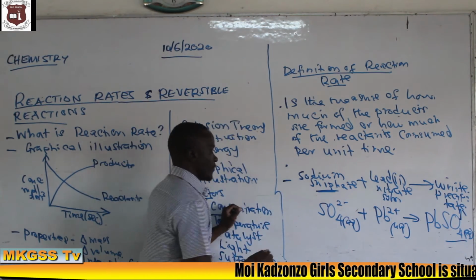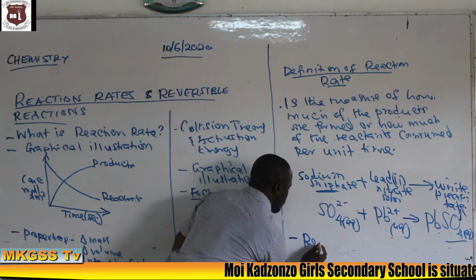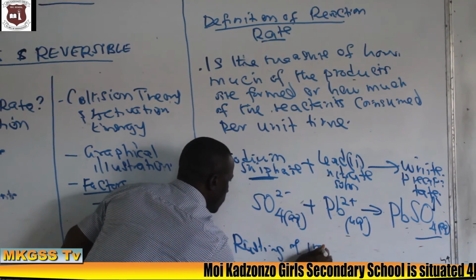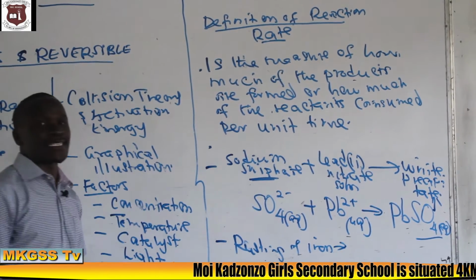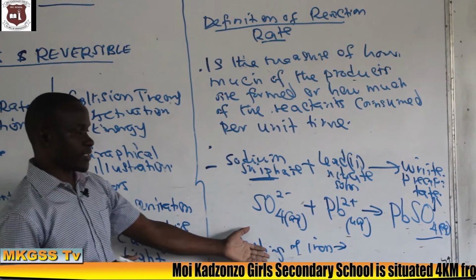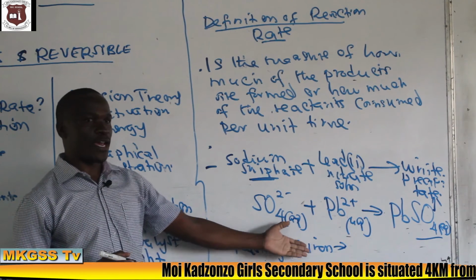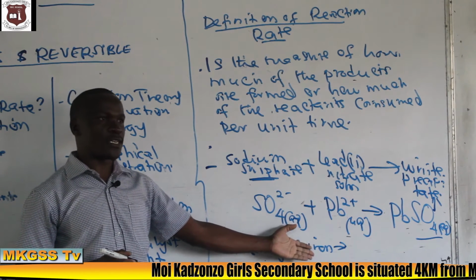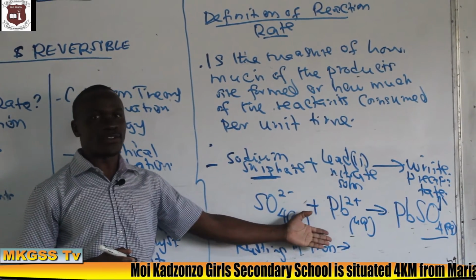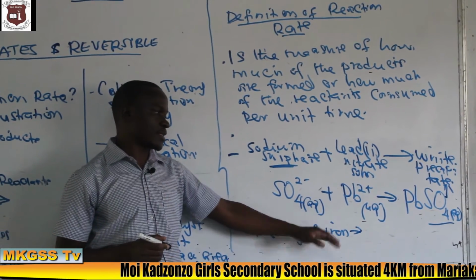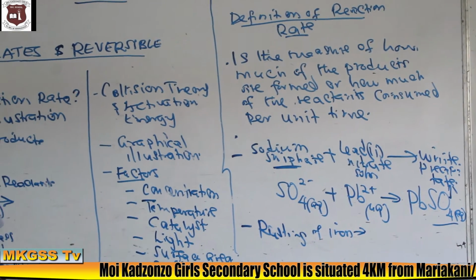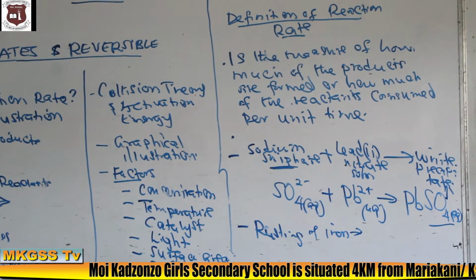While another reaction, such as rusting of iron, takes a longer time. It can even take like 3 days for rusting to take place. That is for iron to combine with oxygen and some moisture to form hydrated iron 3 oxide, which is actually the rust. So reactions vary in terms of the time they take to come to completion.